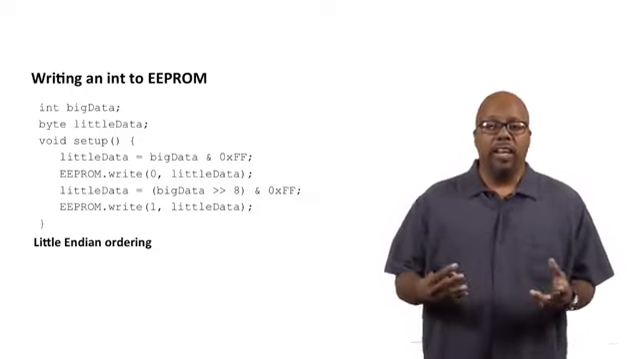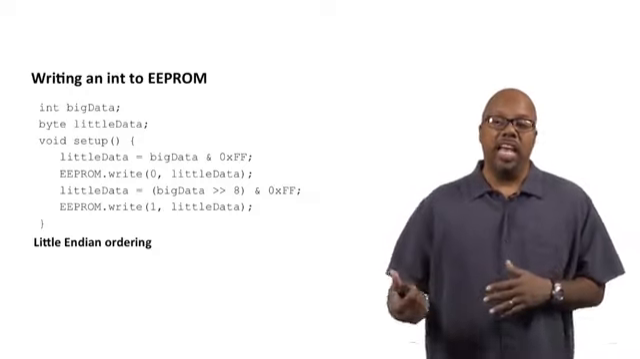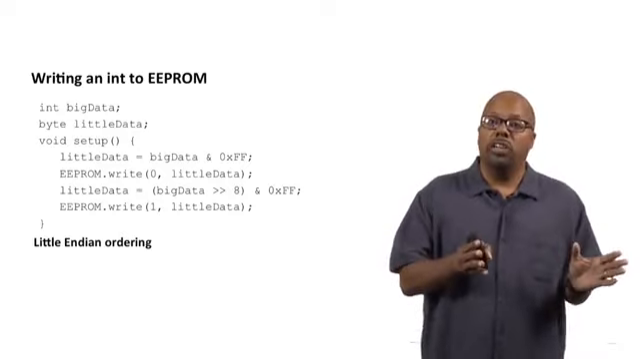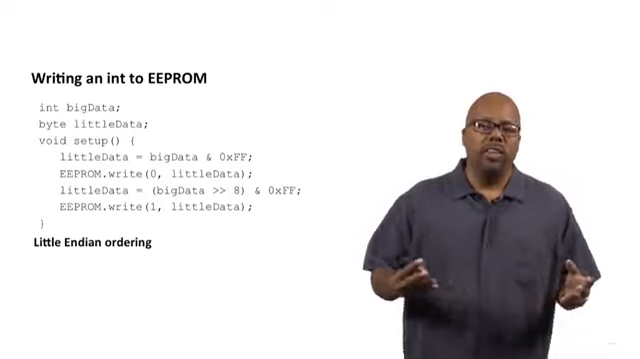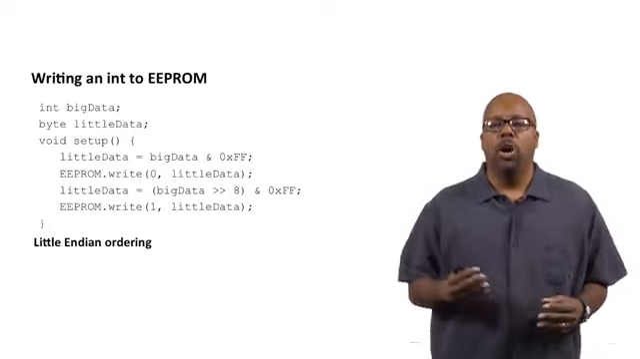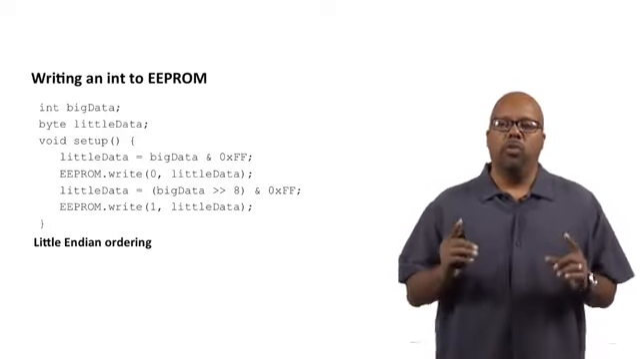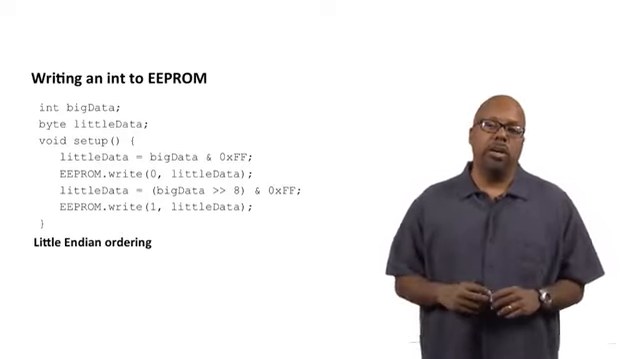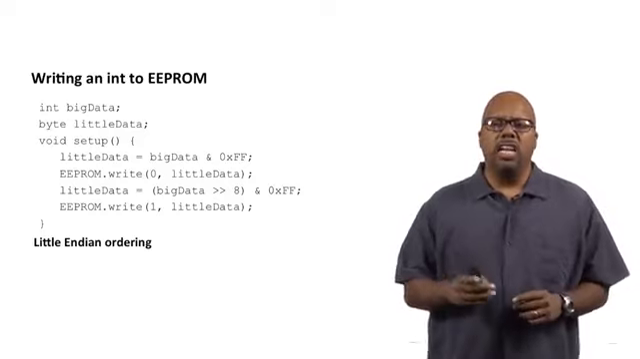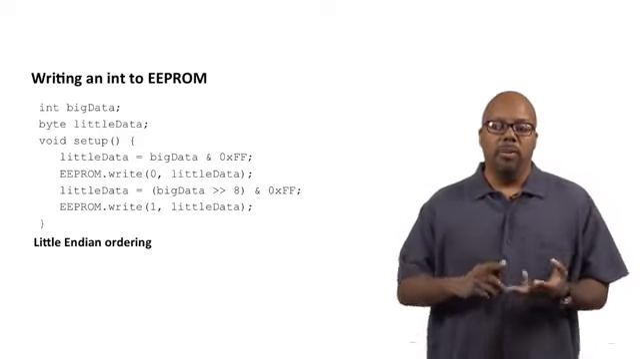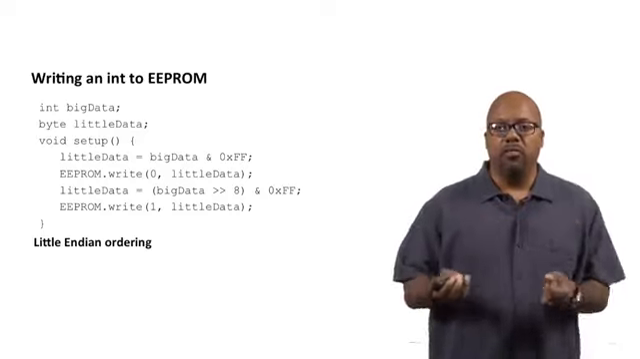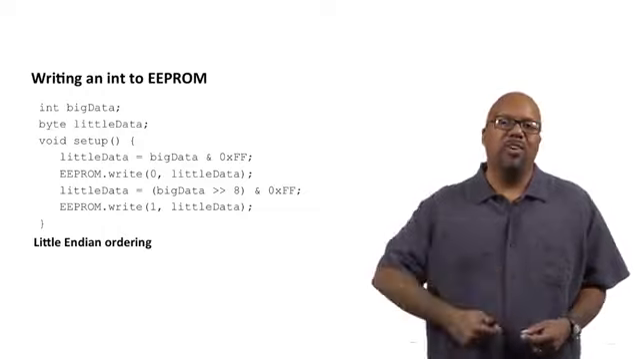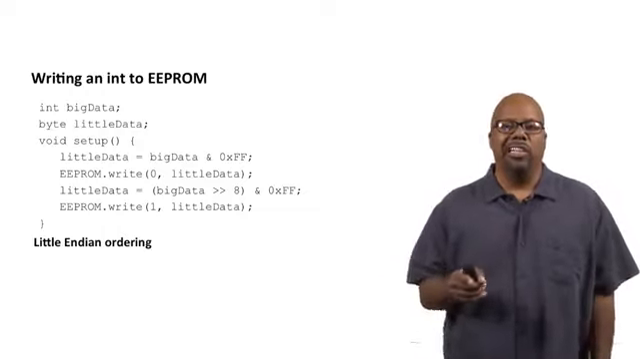Then I say little data equals big data right shifted 8 and then masked. So now little data is equal to what was the most significant byte inside big data. And then we write that, EEPROM write 1, comma little data. So note that we are writing the next byte into the next address, which we have to do, because each address only takes 1 byte. So what we've done is what's called little endian ordering, meaning we took the least significant byte and wrote it into the lowest address, 0, and we took the most significant byte and wrote it into the higher address, 1. That's called little endian ordering.